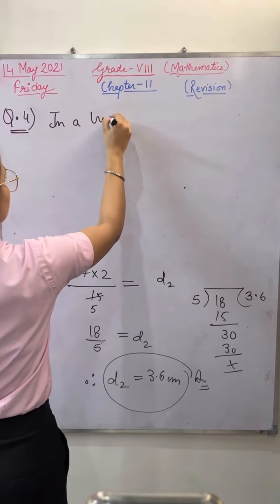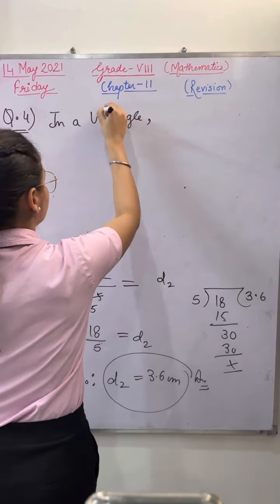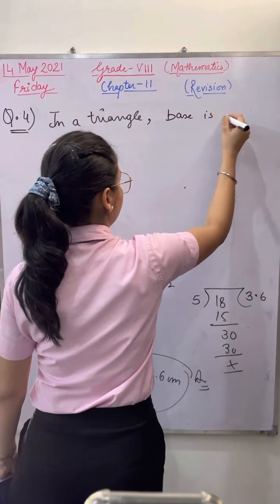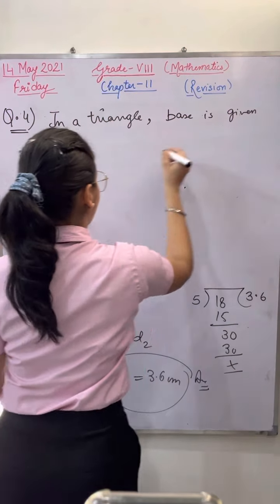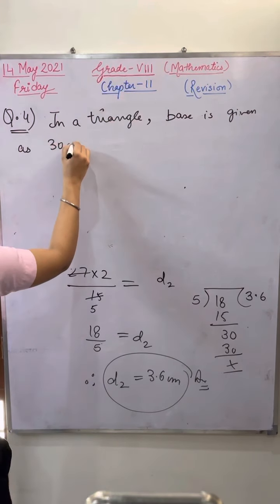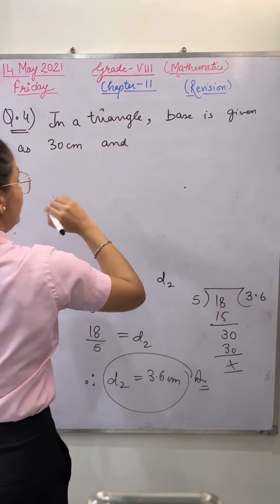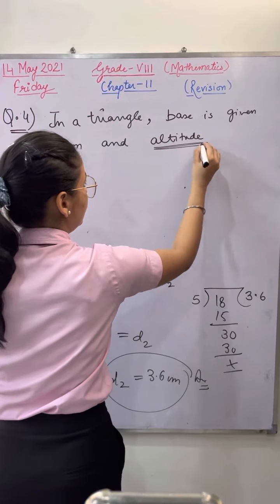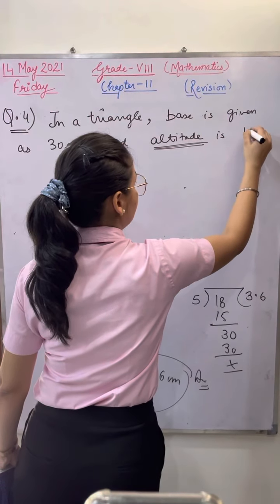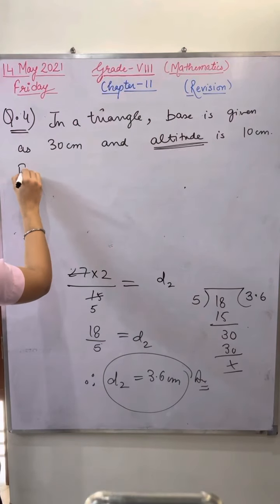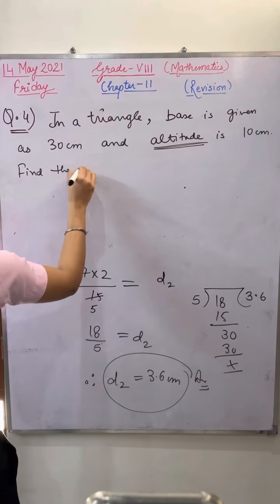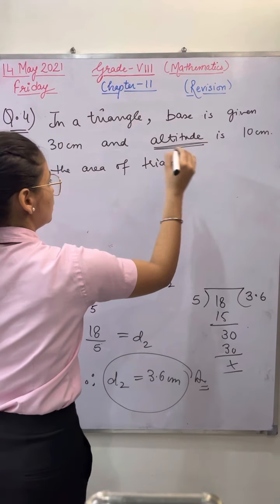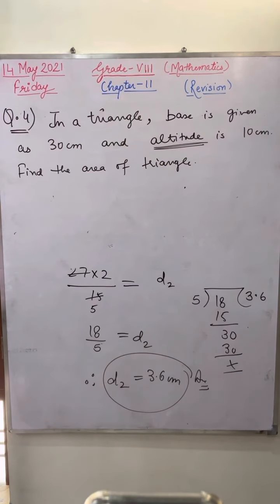In a triangle, base is given as 30 centimeter and altitude is given. Now you must know what is the meaning of altitude. Altitude is given as 10 centimeter. Find the area of triangle. First of all, write down the formula of triangle and then do the question. Quickly.